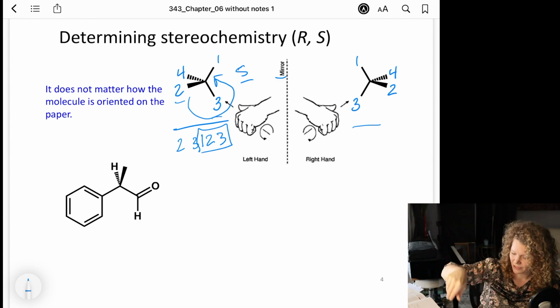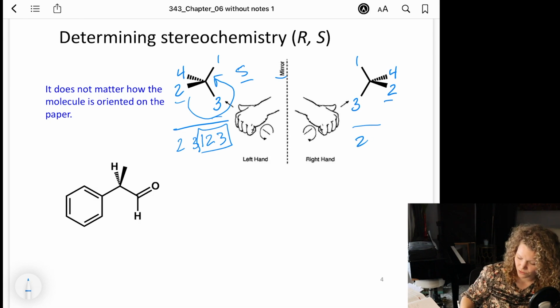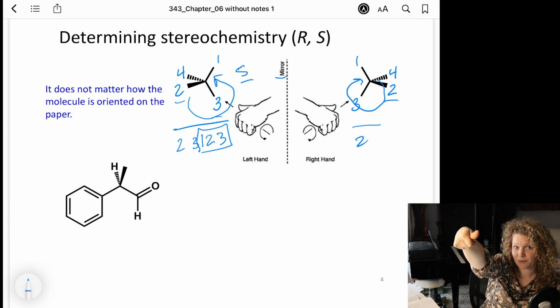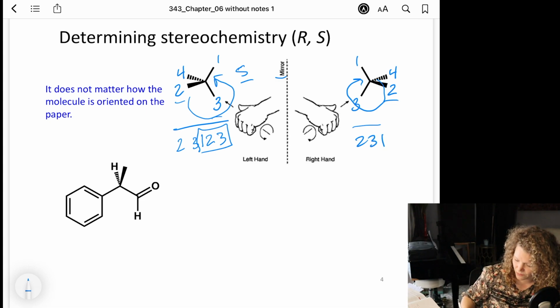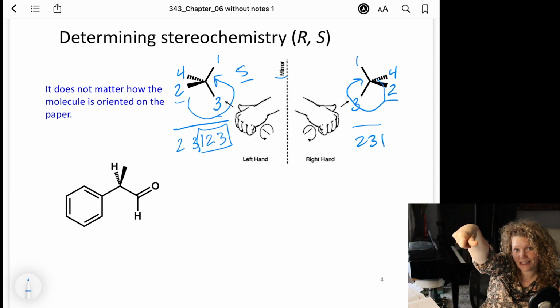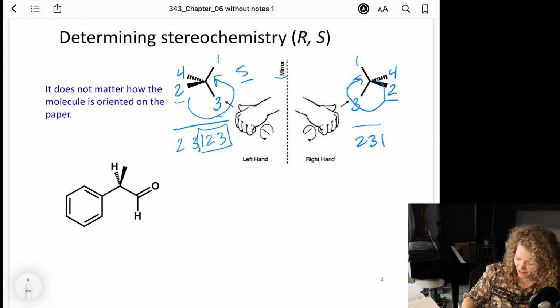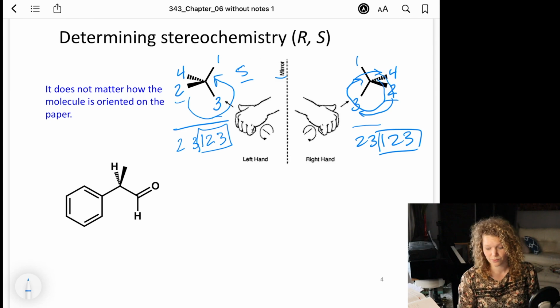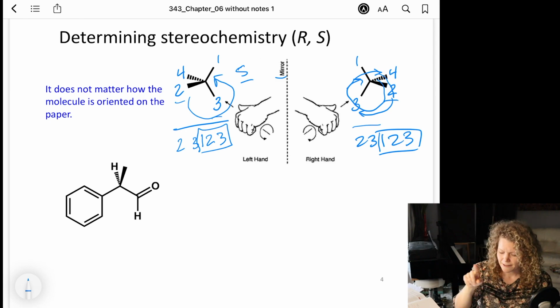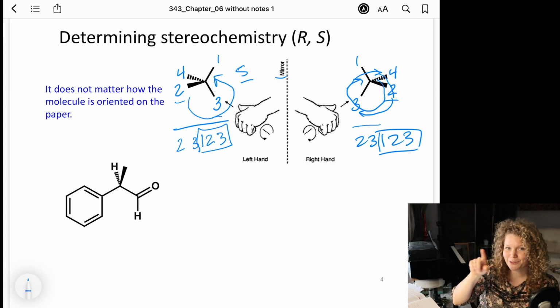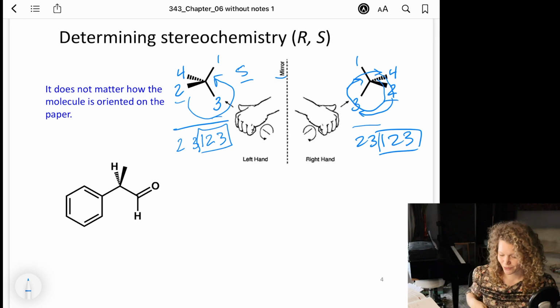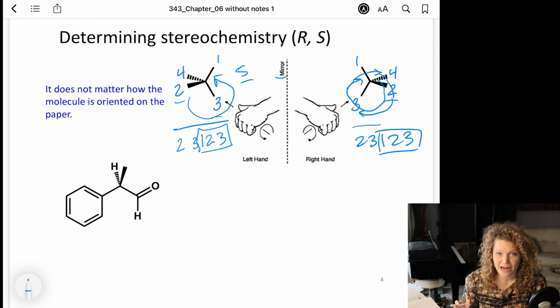And as I curl, I hit 2. Okay, I'm curling this way. 2, 3, keep curling 1. So 2, 3, 1. And if I could magically keep curling my fingers and keep following this arrow, I'm going to hit 2. Okay, and then I'm going to hit 3. Notice here I end up getting that 1, 2, 3. So you're really looking at the overall rotation of your fingers as you're going through this. Again, it doesn't matter how these things are rotated.